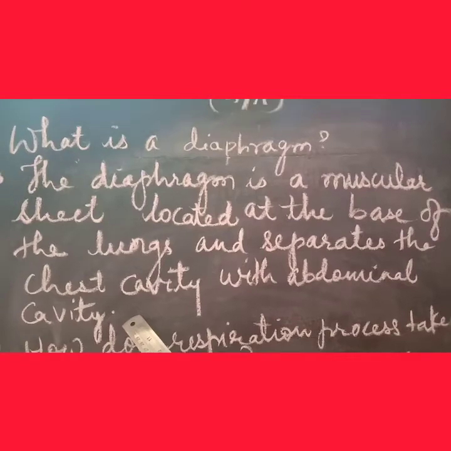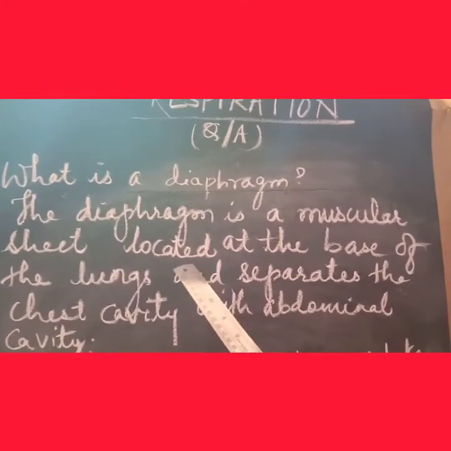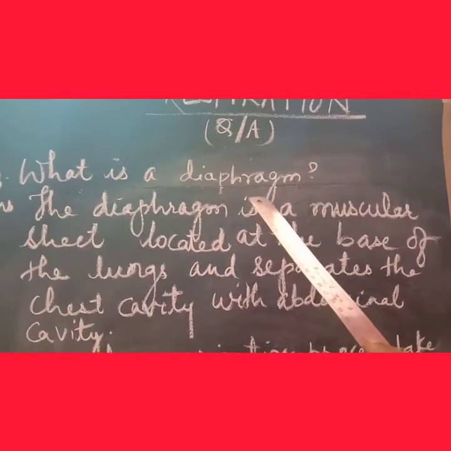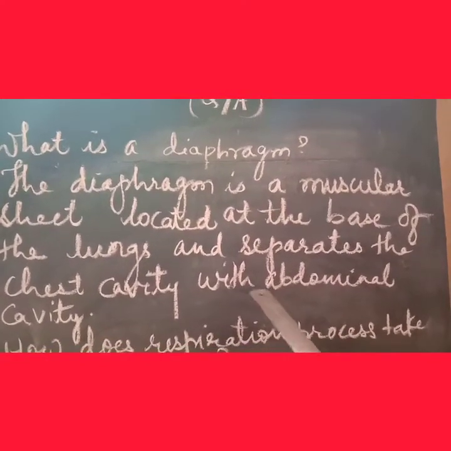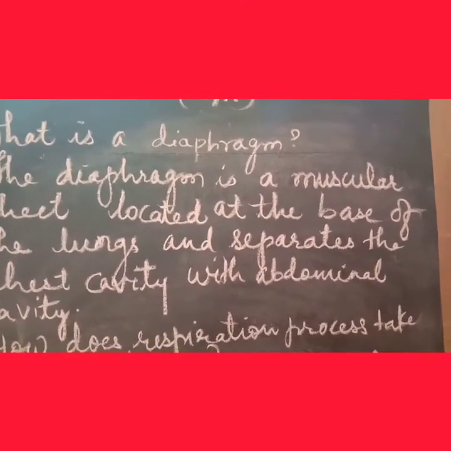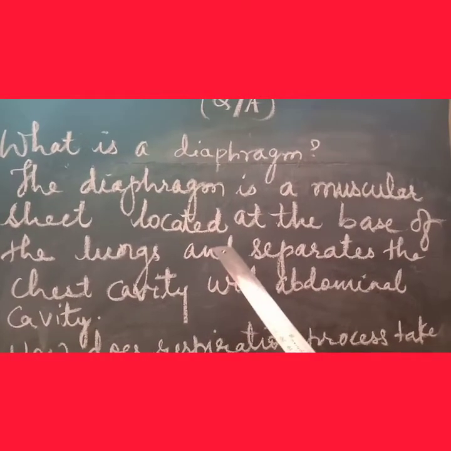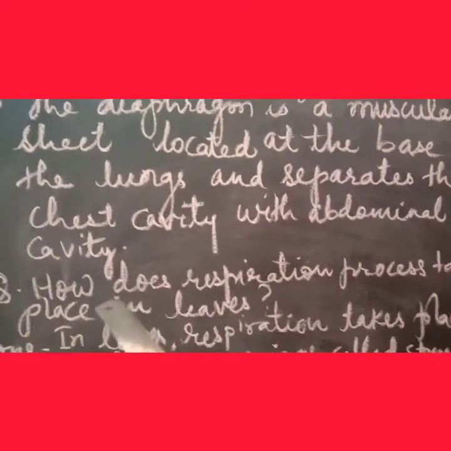And as you all know, in the previous video also we have discussed the diaphragm, that generally the diaphragm remains dome shaped at the base of the lungs, but it contracts and flattens downwards during inhalation. So this is all about the diaphragm. Now come to the next question.